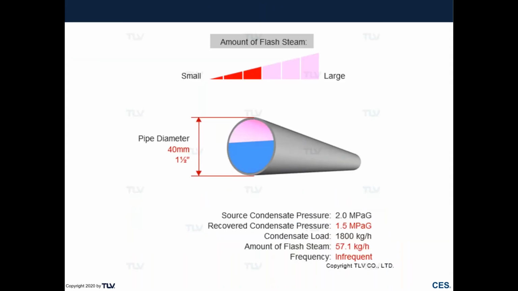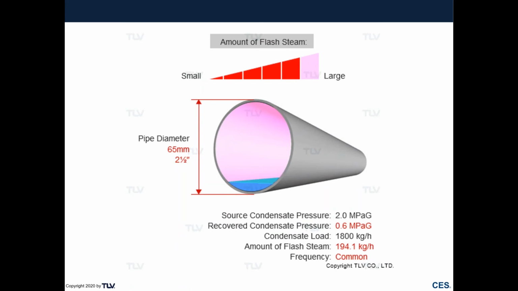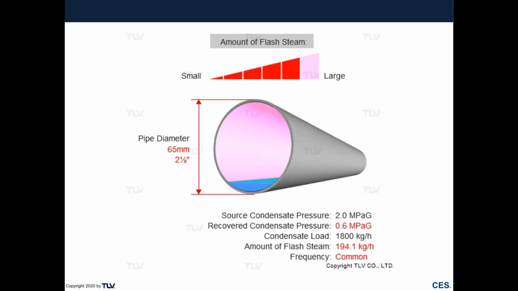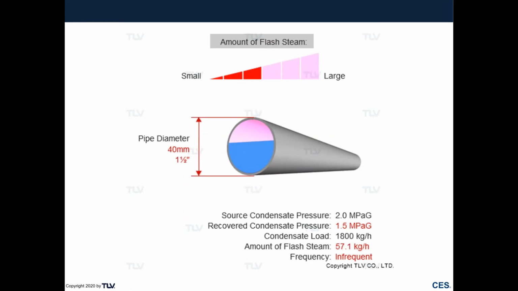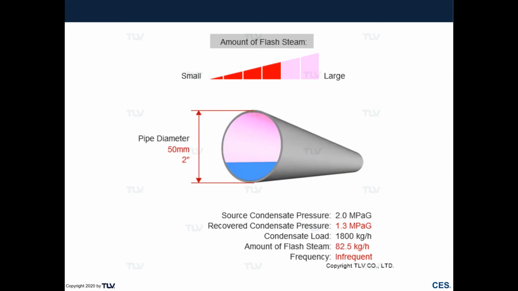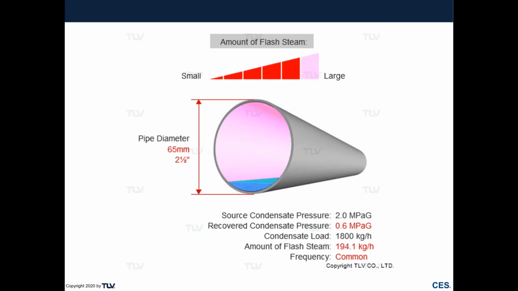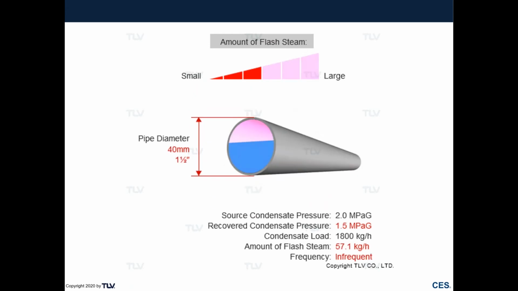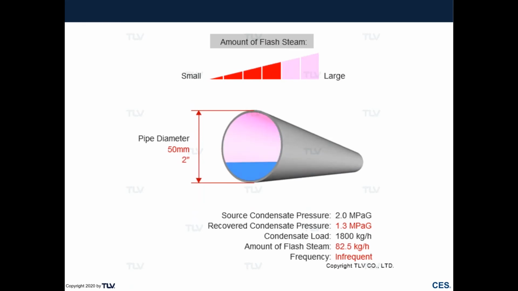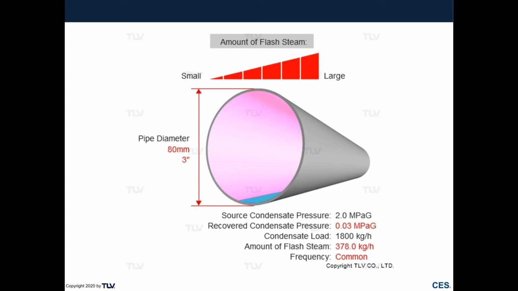And as our pressure differential changes, so does the amount of that flash steam. So you can see here, if we have a very high condensate recovery pressure, we have a very small amount of flash steam and a very large amount of condensate. That's fairly uncommon to see, that type of high pressure condensate return system. It's much more common to see a low pressure condensate return system with a large amount of flash and a very small volume of condensate. So this is going to be very important as we look at different types of condensate return line systems.